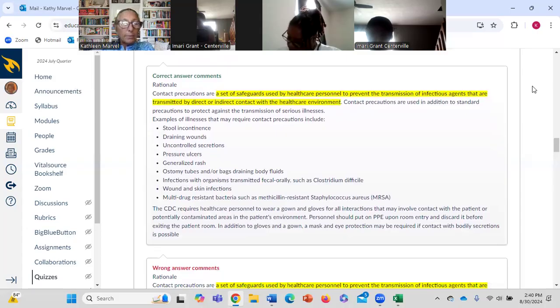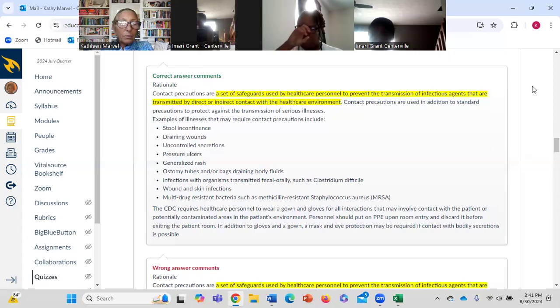This rationale provides an excellent summary of what contact precautions are. They're a set of safeguards used by healthcare personnel to prevent the transmission of infectious agents that are transmitted by direct or indirect contact with the healthcare environment. This could be in the acute care setting or in the home. Like I said, contact is used in addition to standard precautions to protect against the transmission of any infectious disease.